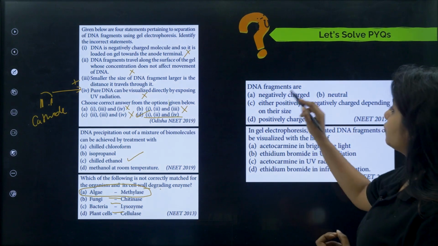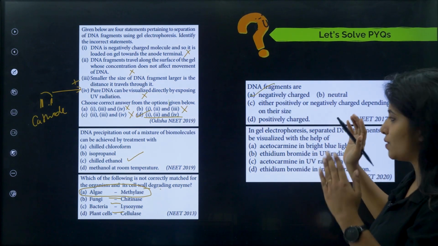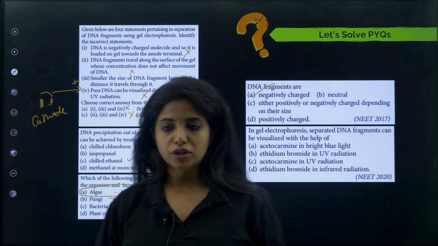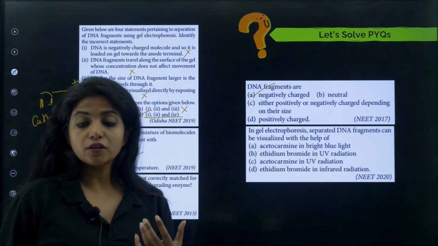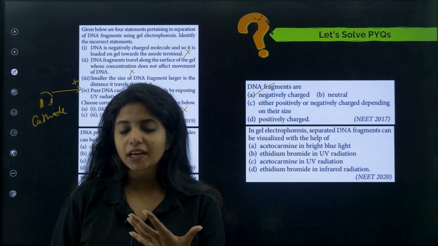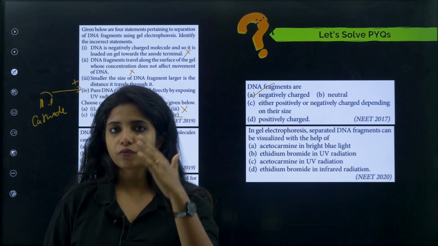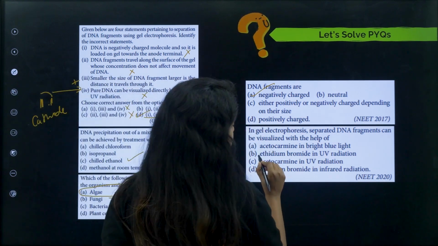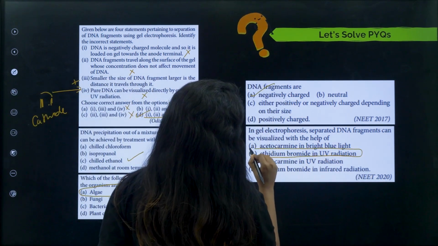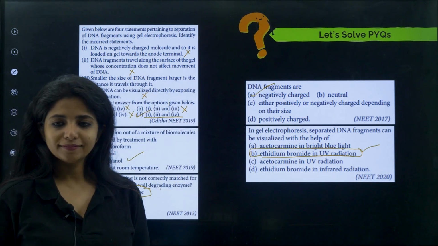Okay, DNA fragments are negatively charged, no questions regarding that, and they move towards the positive side. Now, in gel electrophoresis, separated DNA fragments can be visualized with the help of ethidium bromide, which gives the bright orange color, children, and it can be viewed only under UV radiation. With normal light, it cannot be visible. So, ethidium bromide in UV radiation becomes the answer. Cool?